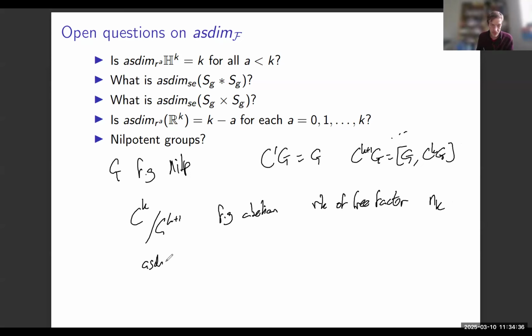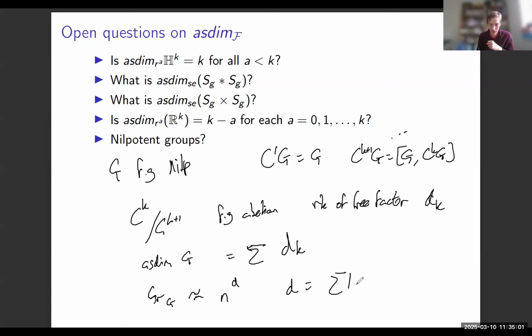So what we know is the asymptotic dimension of G is the sum, and they're not called m_k, they're called d_k, I think. Let's call it d_k. So the asymptotic dimension is just the number of free abelian factors. That's the sum of the d_k. The growth of G is n to the d, where d is the sum of these things, but normalized.